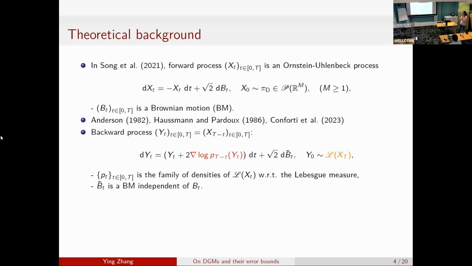In this SDE, we denote by PT the family of densities of the law of xt with respect to the Lebesgue measure. And crucially here, this driving Brownian motion is something that is independent of BT, which is the Brownian motion for the forward process. And under some conditions on the coefficient of the forward process, this backward time reversal has a weak solution.